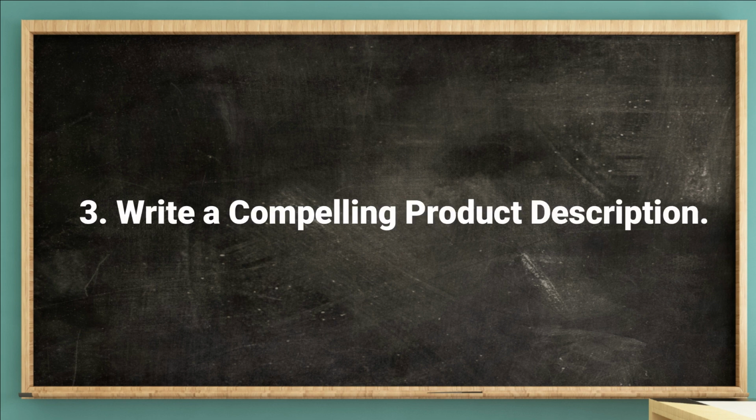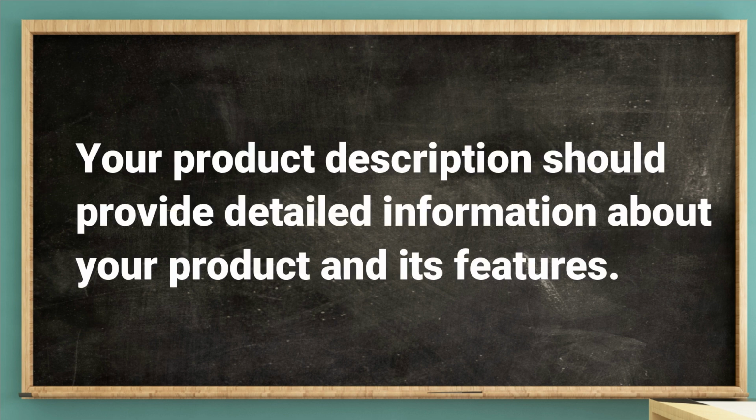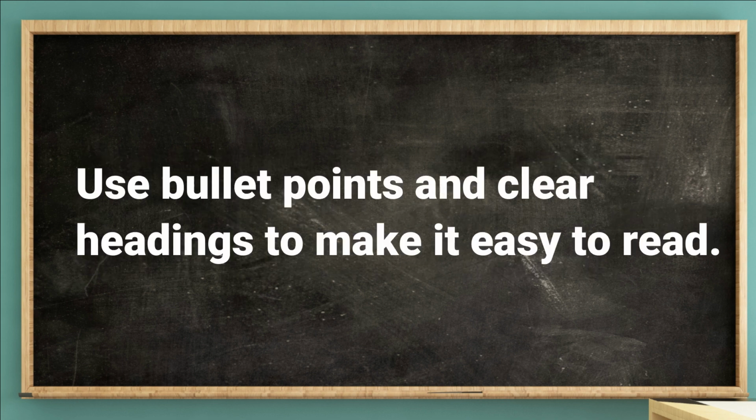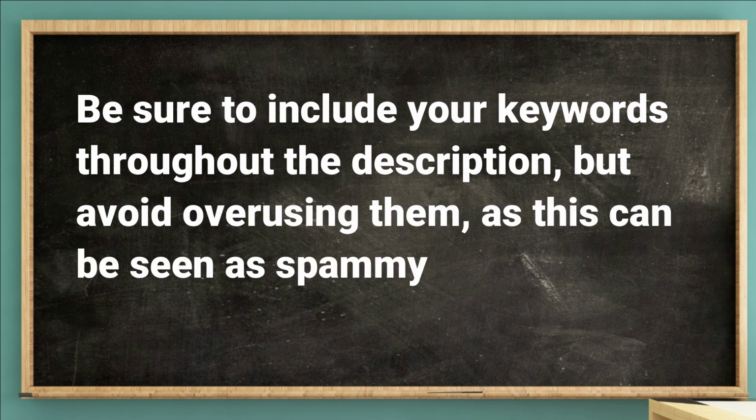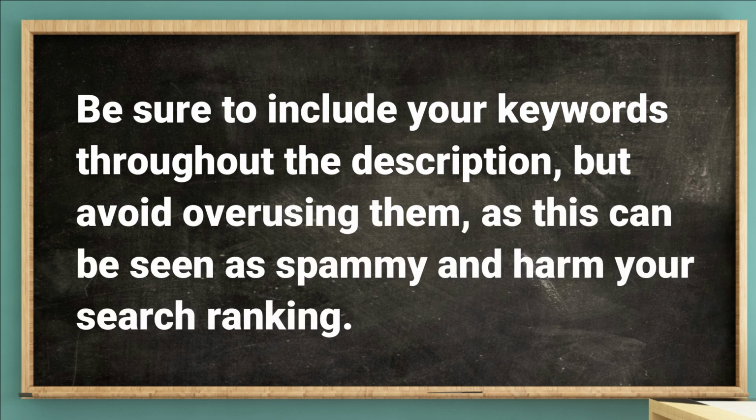Number 3 is write a compelling product description. Your product description should provide detailed information about your product and its features. Use bullet points and clear headings to make it easy to read. Be sure to include your keywords throughout the description, but avoid overusing them, as this can be seen as spammy and harm your search ranking.